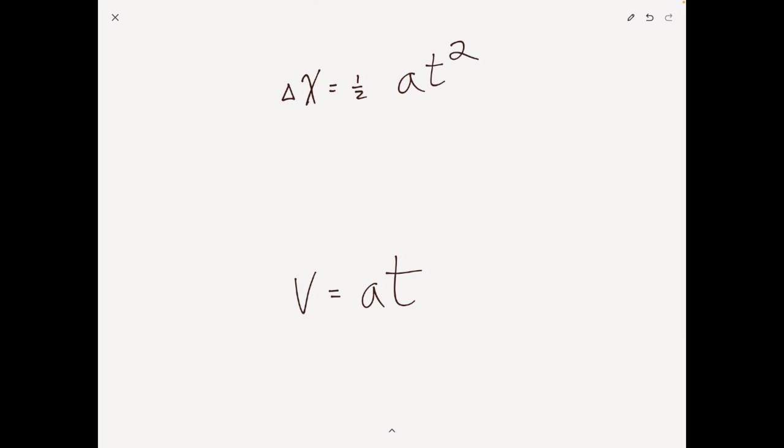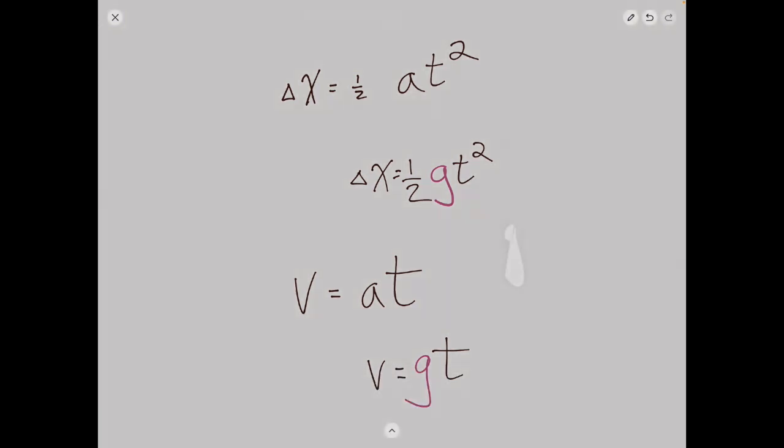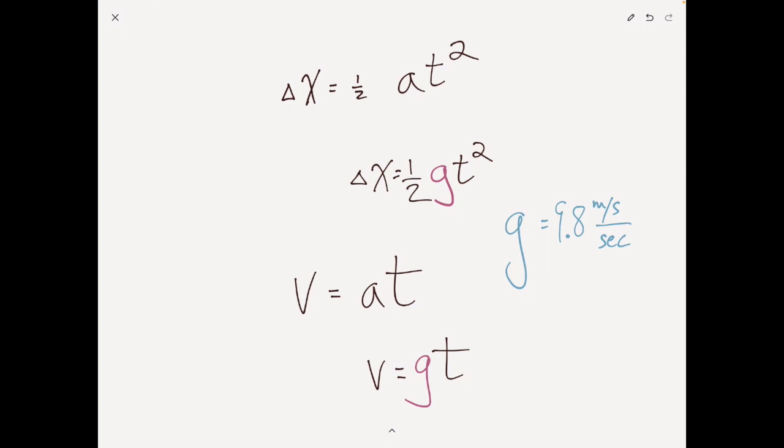On the top, I've got the displacement is 1/2 at squared, and on the bottom, I've got v equals at. Now, for objects falling in Earth's gravity, we're going to give the acceleration a special letter. We're going to call it g. So instead of 1/2 at squared, I've got 1/2 gt squared, where g is the acceleration due to gravity, 9.8 meters per second squared. This formula applies to all accelerations, but when we're talking about free fall, we use g.